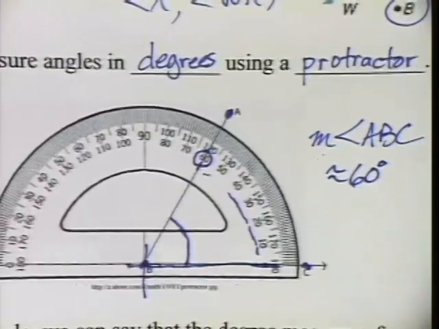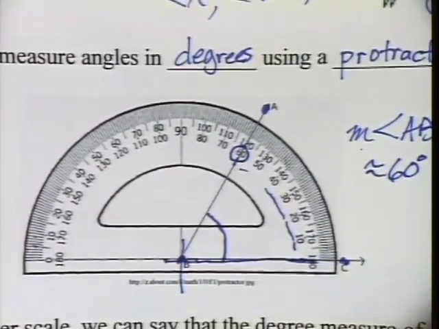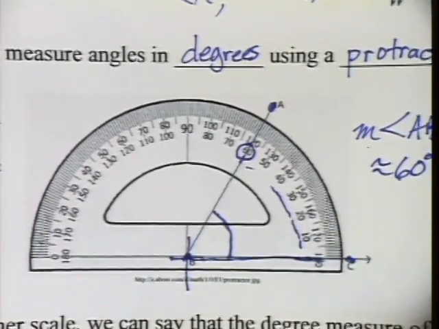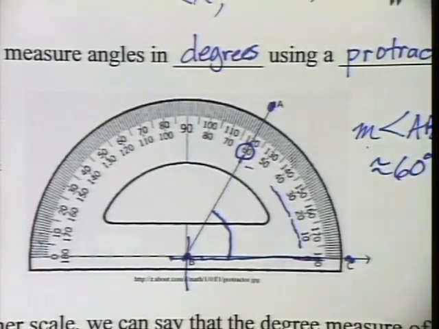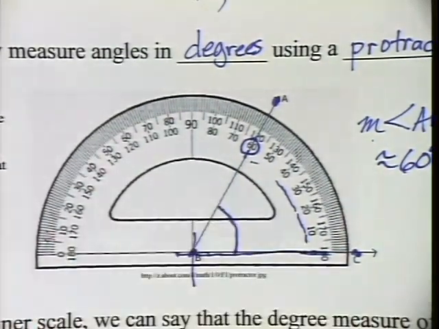And I say approximately because what if it was 60.02 or 61 degrees? Sometimes it's very, very difficult to get a real accurate reading from a physical device because there's error in the way we read it, and there could be error in the actual device itself. But it does give us a good idea of what the angle measure is.